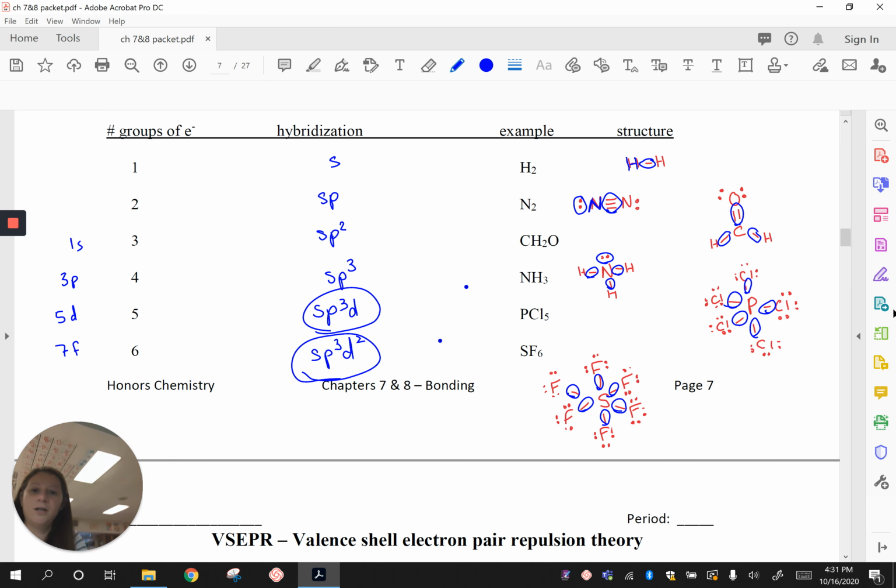So, again, to do the hybridization, just draw your Lewis dot structure, count up how many areas of electrons are around your central atom, and that will tell you how many orbitals are mixing together.